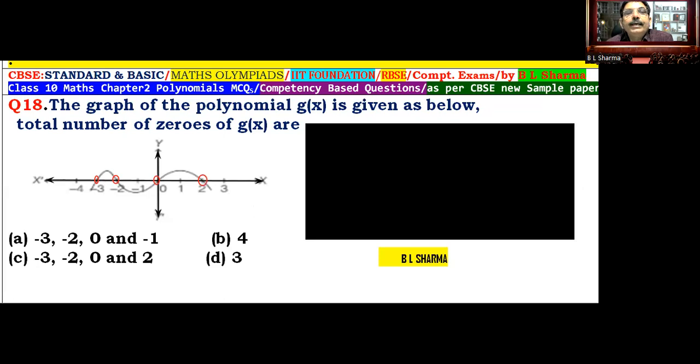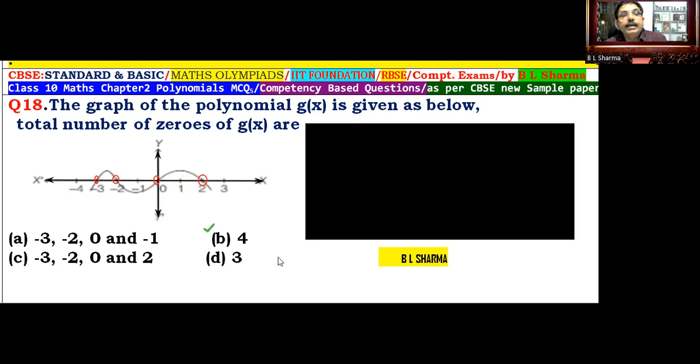This graph intersects the x-axis at 4 points, so the number of zeros will be 4. So the answer is 4.